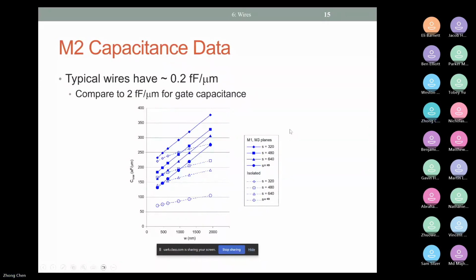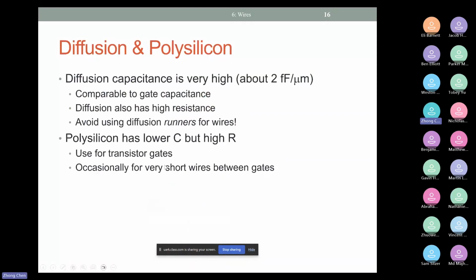This is the diffusion capacitance value, which is similar to the gate capacitance value, also 2 femtofarad per micron. And polysilicon, as we discussed, you can also use diffusion as a resistor for connection, but this capacitance value is too high. That's another reason that we don't use an N-well resistor or P-well resistor as a connection. There are some other concerns about the well resistor too.